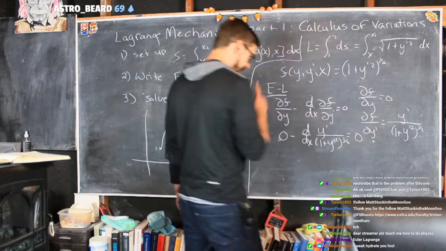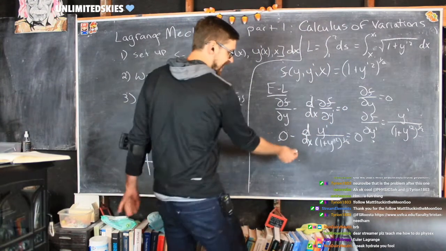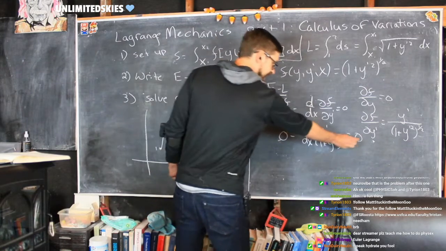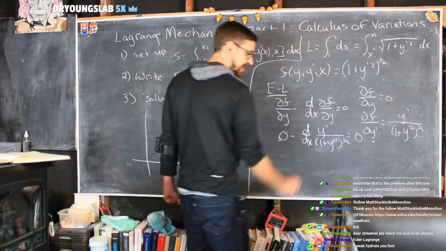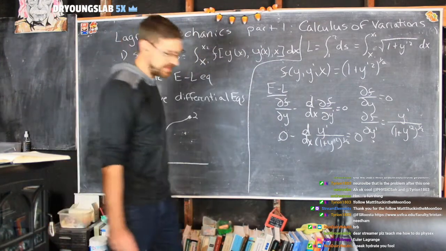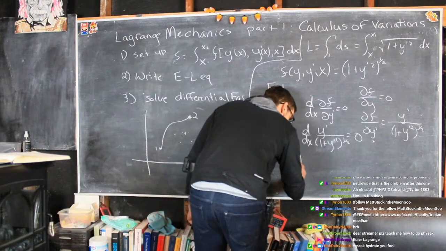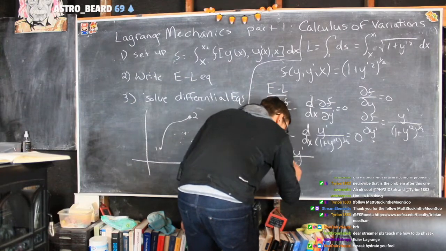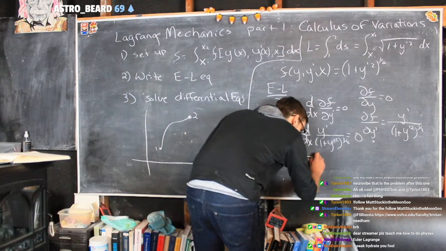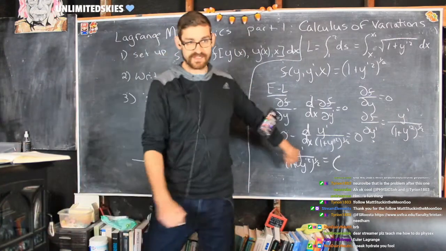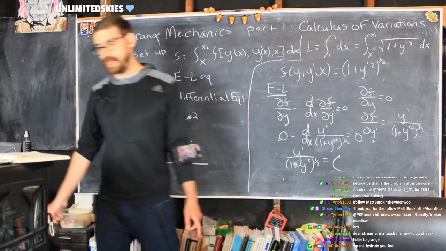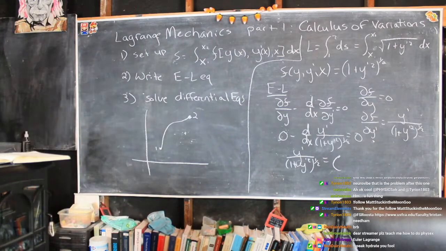Okay, so where are we at now? So this is where we're at. Now, if you take the derivative of something and it's 0, what is that something equal to? Well, this something has to be equal to a constant. The derivative of a constant is 0, so therefore y prime over the square root of 1 plus y prime squared must be a constant.